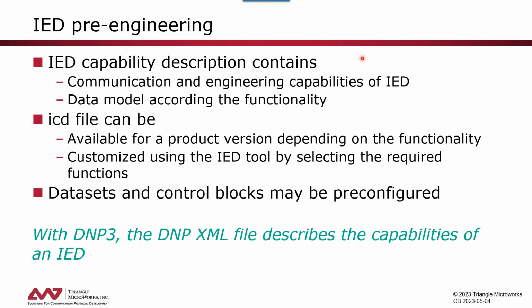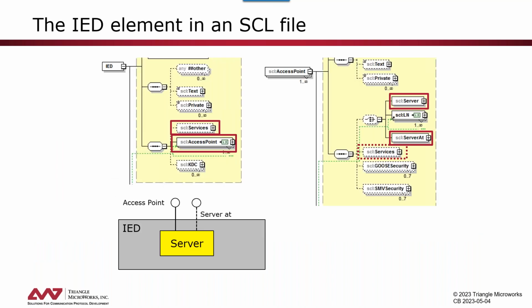This corresponds, as already mentioned, basically to the DNP XML file that we have when we will do a DNP3 project. The ICD file can be available for a product version depending on the functionality, but it can also be customized using the IED tool by selecting the required functions if you don't really need the complete functionality that is supported by the device. The model that we have behind, when we look at an IED, we basically have an IED that includes servers. An IED has an access point where we have the communication access.